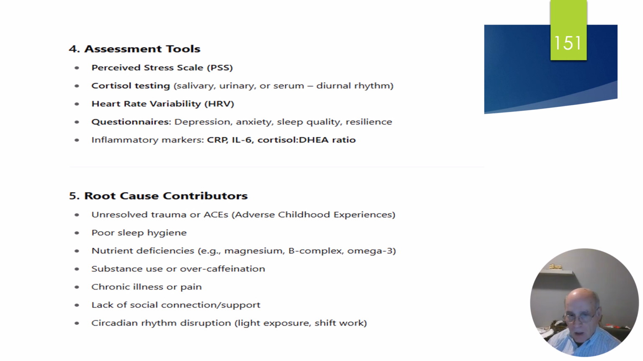What are some of the unresolved issues? Trauma. We talked about mental trauma, adverse childhood experiences, looking at things in the household, poor sleep hygiene, nutrient deficiencies, substance abuse, too much caffeine, chronic illness or pain, lack of social connections and support, and circadian rhythm disruption, which is very common. People who work at night don't get a lot of light exposure. People who do shift work.